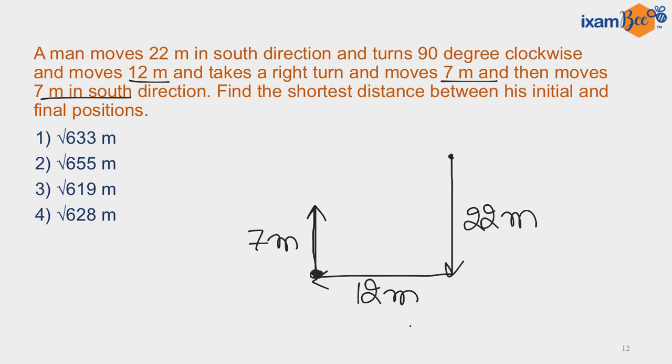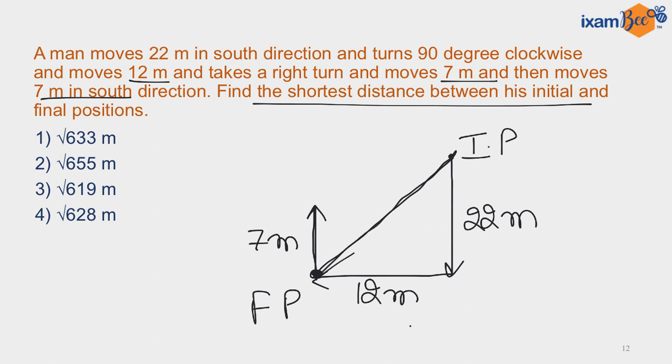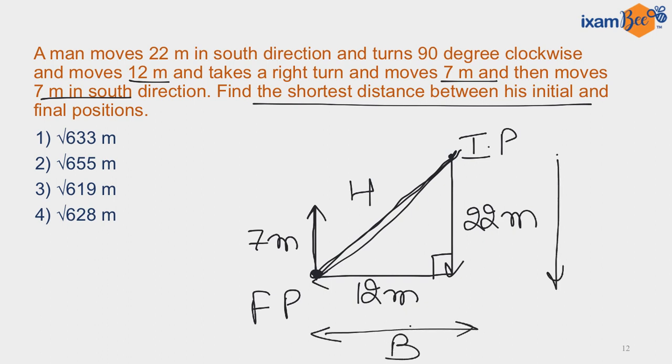You have to find the shortest distance between his initial and final position. So this is the initial position. This is the final position. So you have to calculate the shortest distance. So you have to apply the Pythagoras theorem. This is your hypotenuse, this is your base, and this is your perpendicular. So the Pythagoras theorem says that hypotenuse square is equal to perpendicular square plus base square.